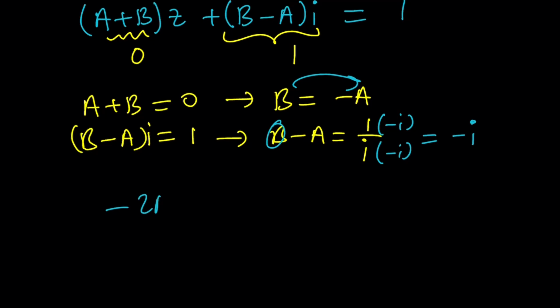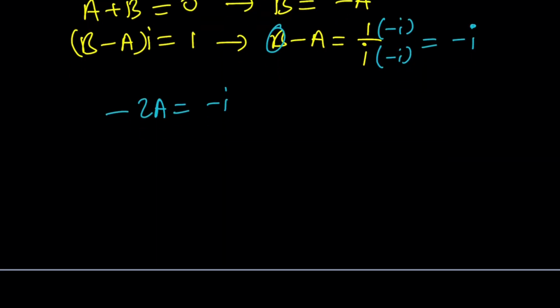Negative 2a equals negative i. You could definitely do a equals negative b. That would be more positive. But a from here is just going to be i over 2. And since b is the opposite, it's just going to be negative i over 2.